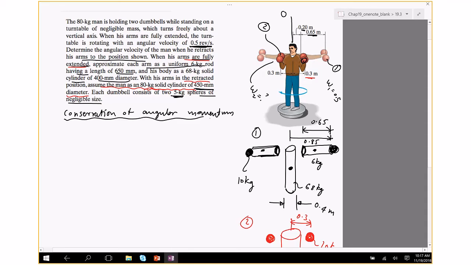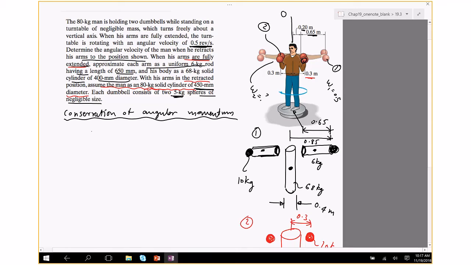Okay, we cannot apply linear momentum because when the person is on a turntable, there are forces coming from the turntable, and those forces cause impulse, and the sum of those impulses is not zero. But you could use angular momentum, because even though there are forces, those forces actually act at the axis O. So the angular momentum supplied by those forces is zero because R is zero.